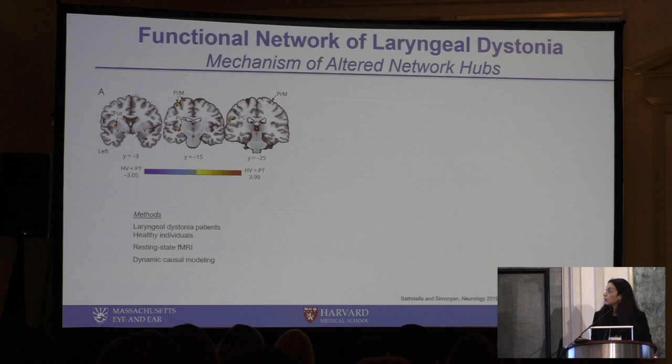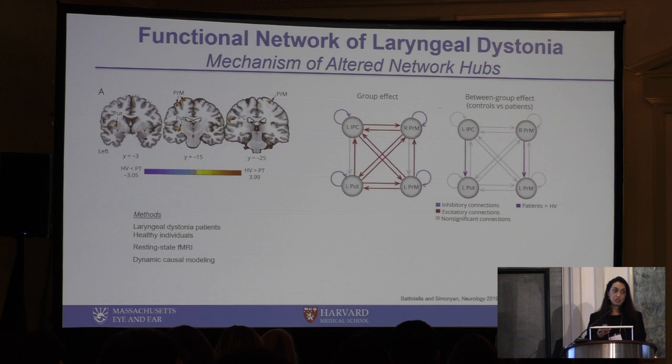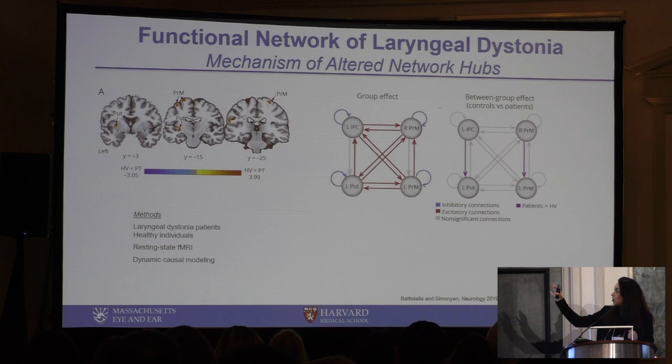And let us examine what the mechanisms of these network alterations are. For this, we looked into how brain regions interact with each other, but in a slightly different way. Using so-called dynamic causal modeling, we examined the directionality of information transfer from one region to the other. Here you see in circles brain regions that were specifically abnormal in these patients with laryngeal dystonia, and you see the group effect, and how they are similar to healthy volunteers. And on the right, you see the difference between patients and controls.